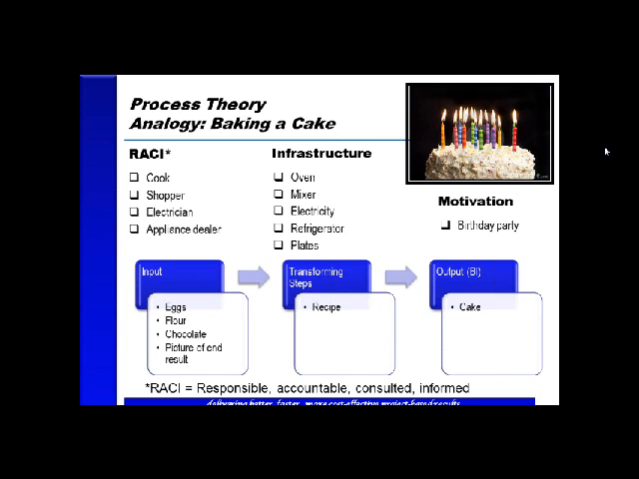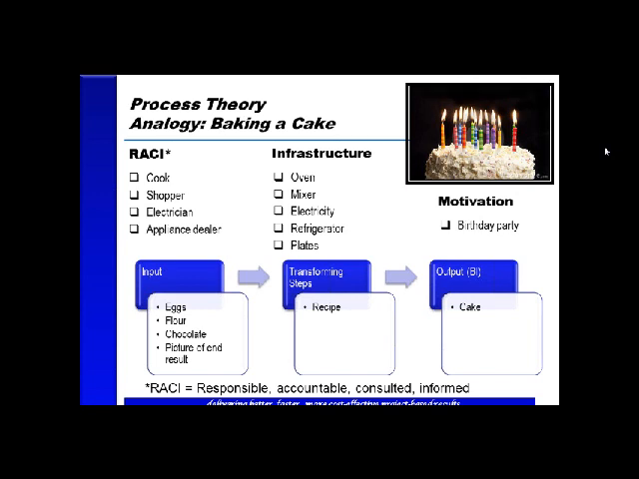In this case, we have more than we would think. Instead of just the person doing the cooking, we maybe have somebody doing the shopping for the ingredients. We maybe have an electrician to make sure that the infrastructure is available. We might even have an appliance dealer to make sure that we have an oven. And those responsibilities are reflected in the infrastructure itself: the oven, the mixer, the electricity, the refrigerator, the plates. That thought in mind is what frames up the concept for today. We have this beautiful cake with the candles on it and the wonderful icing that we want to be able to blow out and celebrate. And so we also have a motivation, in this case, a birthday party.